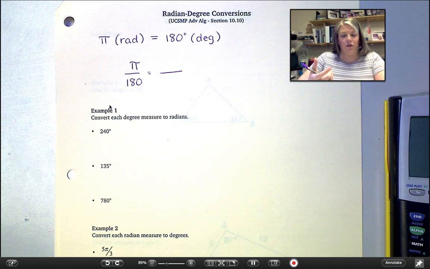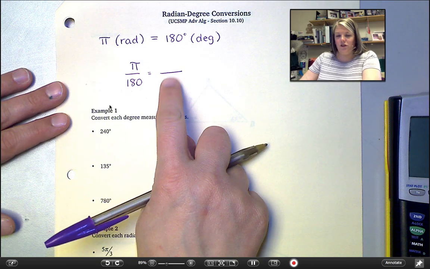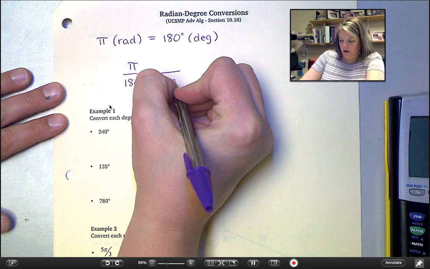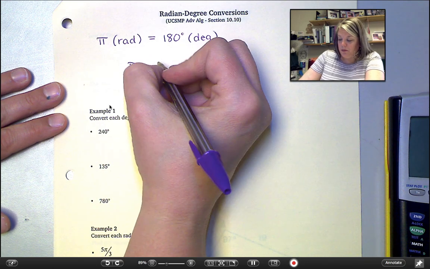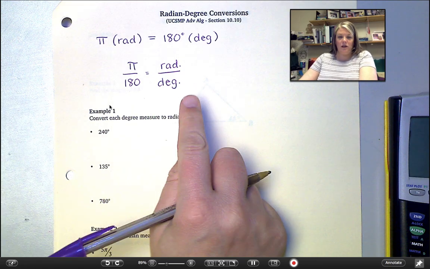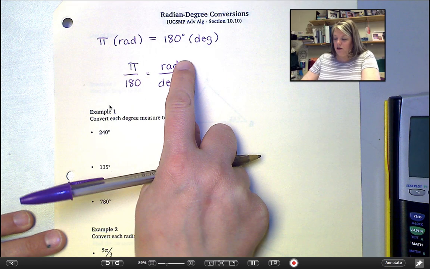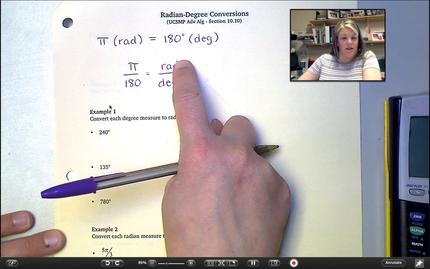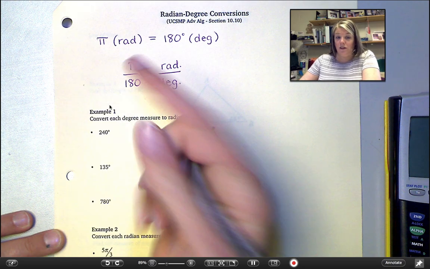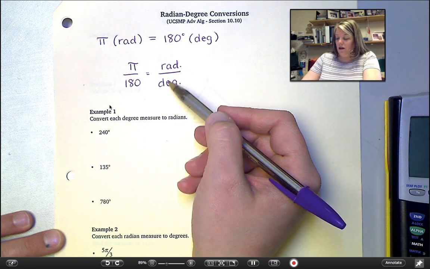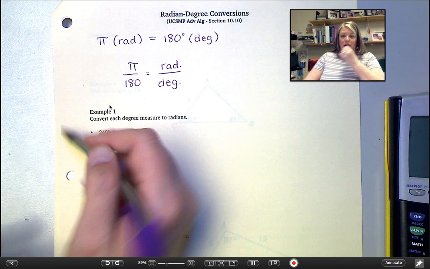Okay, and in the other fraction, if I'm given a degree measure, I'm going to put it on the bottom across from the 180. Or if I'm given a radian measure, I'm going to put it on the top across from the radians. So that means that if you're given degrees and you want to convert to radians, you would put your degree measure there and put an x up there for radians. And then we're going to cross multiply. Vice versa if you're looking for degrees. So you could put a radian measure there, put an x here, cross multiply, and solve.